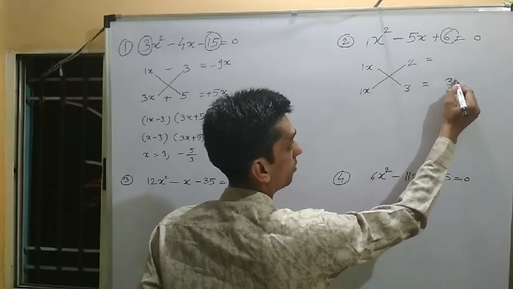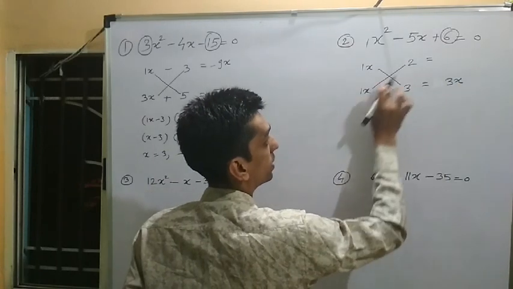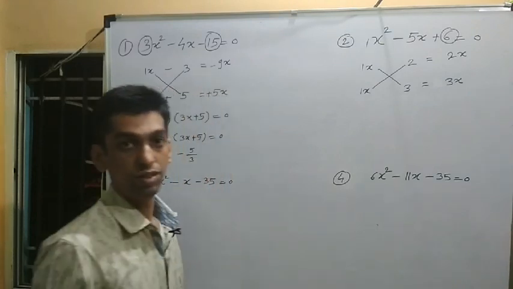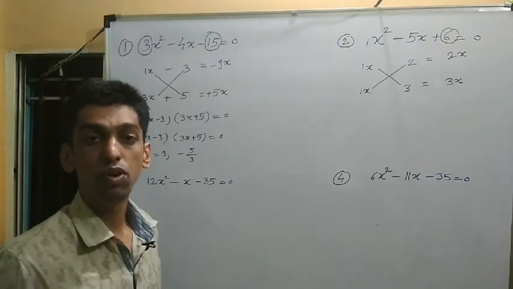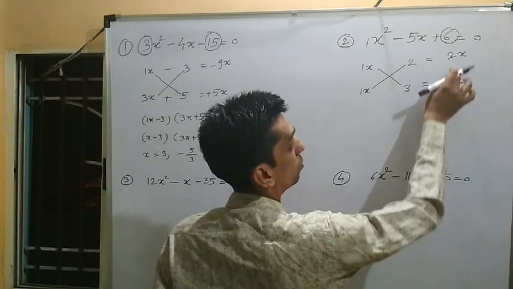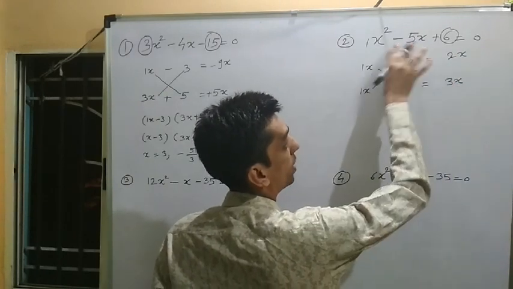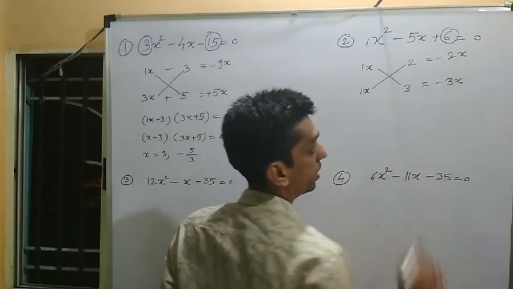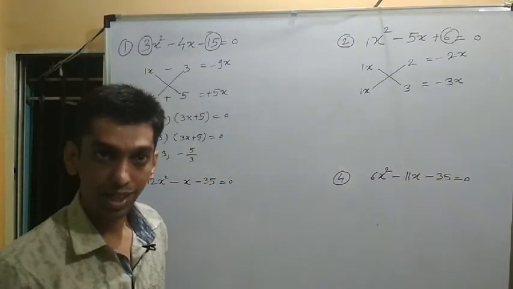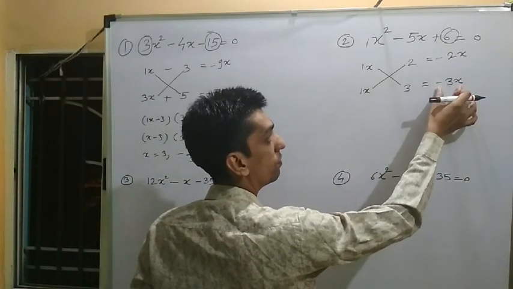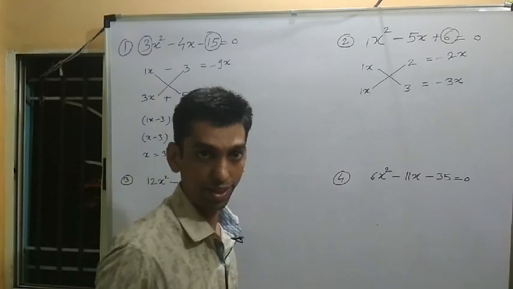Okay, I am writing here 3x, and then this 1x into this 2 is 2x. Now we will check for the combination. What combination should we apply here so that its answer is minus 5x? Here we have to give a minus sign, and here also a minus sign, then only minus 2x minus 3x will become minus 5x.